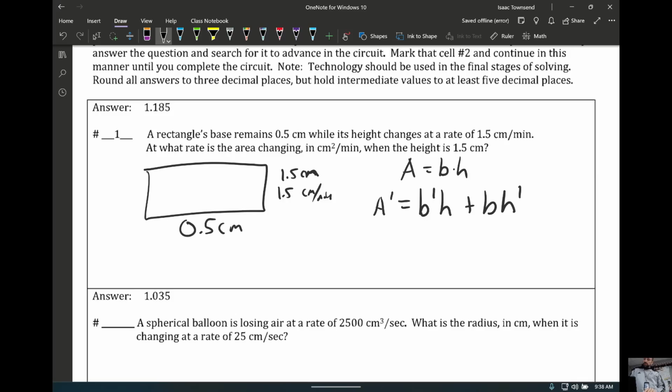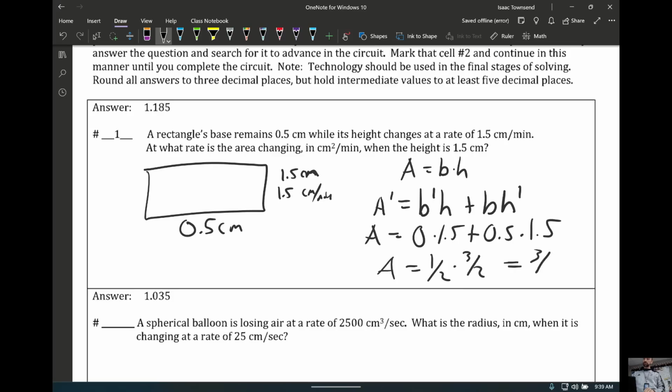Okay, I'd say that's probably the most common mistake. The base, they said, is not changing, so B prime is 0. The base was 0.5, the height is changing at 1.5, so your answer comes from 0 plus 1/2 times 3/2, which is 3/4, or 0.75.